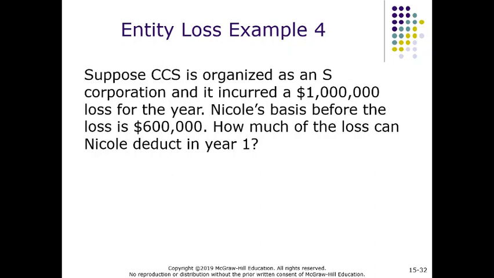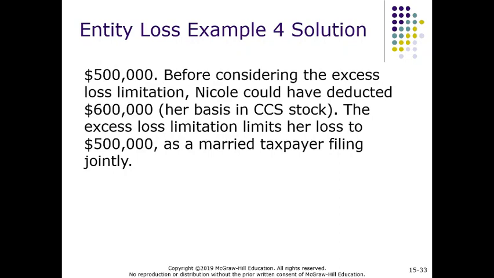Example 4. Suppose CCS is organized as an S Corp and it incurred a $1 million loss for the year. This stuff we didn't cover, but I'll just go through it really quick. I think we talked about this briefly in BA 333. All right, so Nicole's basis before the loss is $600,000. How much of the loss can Nicole deduct? Well, she can deduct $500,000.